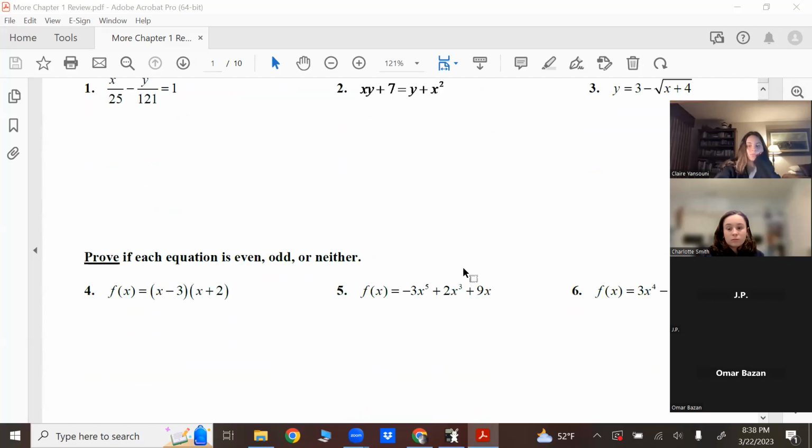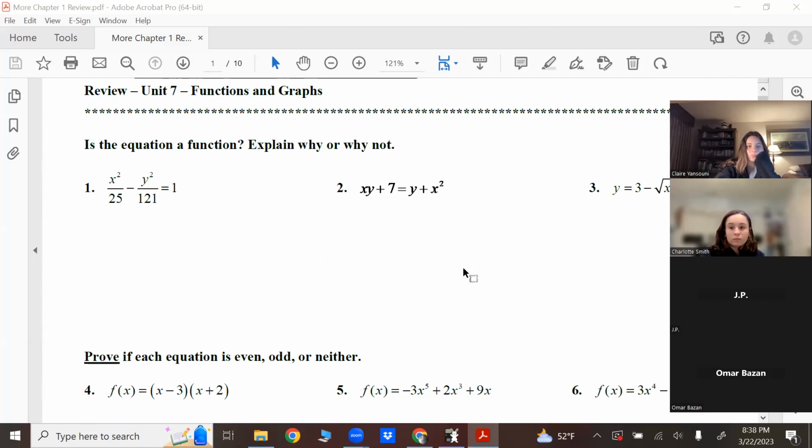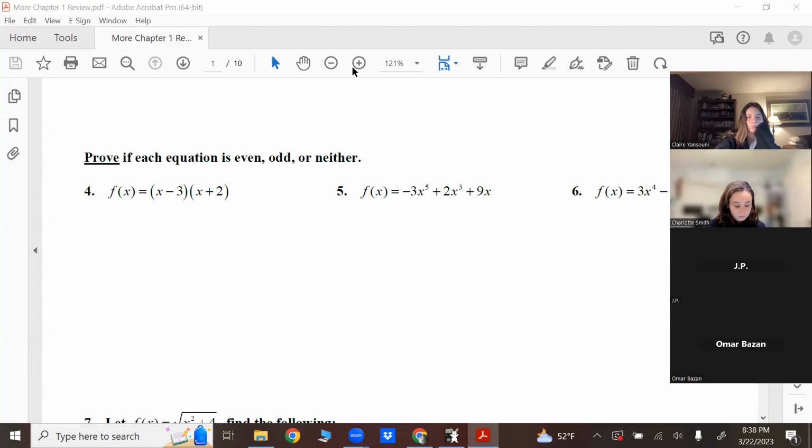So let's jump to odd even behavior first. I'll come back and do 1, 2, and 3. I'm just going to jump around a little bit. So odd even behavior, in case you forgot. Hope you didn't, but if you did, there's three ways of looking at this. If you replace x with negative x, and it equals the original function, we say it's an even function.